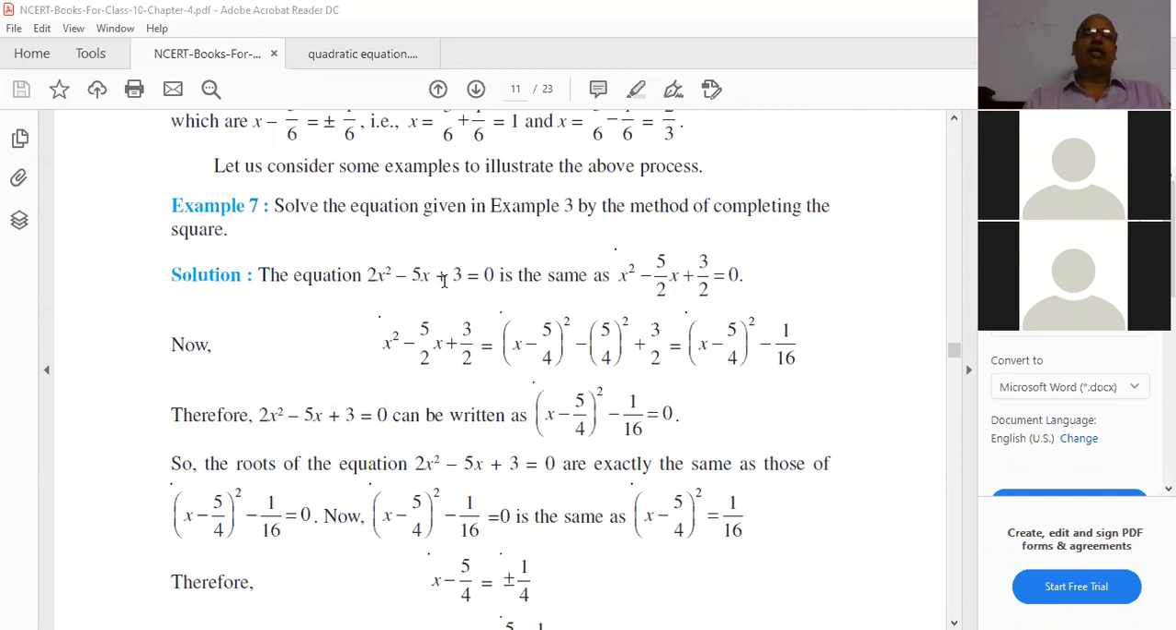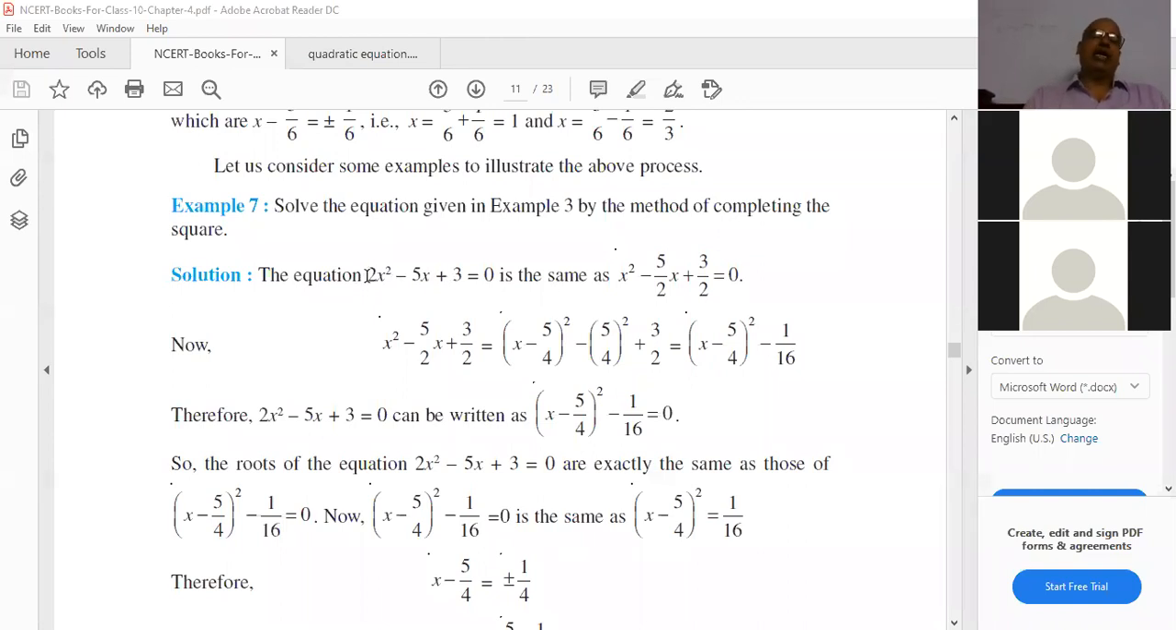See, I can say orally, this method is not multiply, I am doing 4x square minus 10x plus 6 equal to 0 on both sides. Okay. So 4x square minus 10x plus 6 equal to 0.